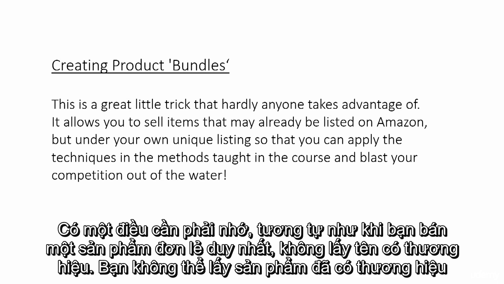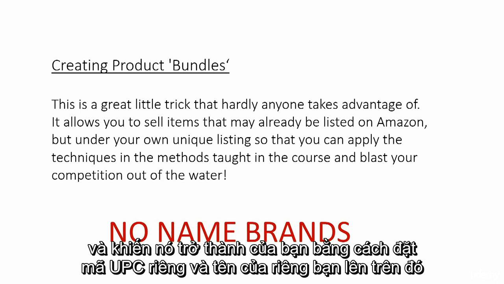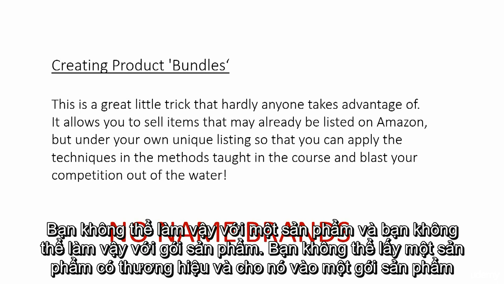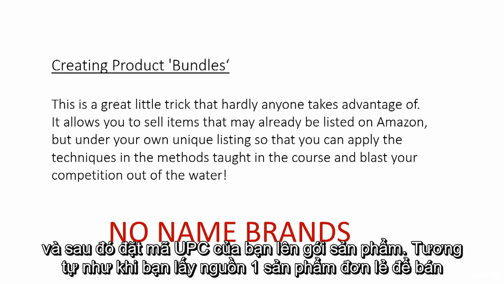There is one thing to remember, just as when you are selling a single, individual product: no name brands. You cannot take a named brand product and make it your own by putting your own UPC code or your own label on it. You can't do that with a single product, and you can't do that with bundles. So you can't take a name brand product, make it part of a bundle, and then put your own UPC code on the bundle. That can't be done.